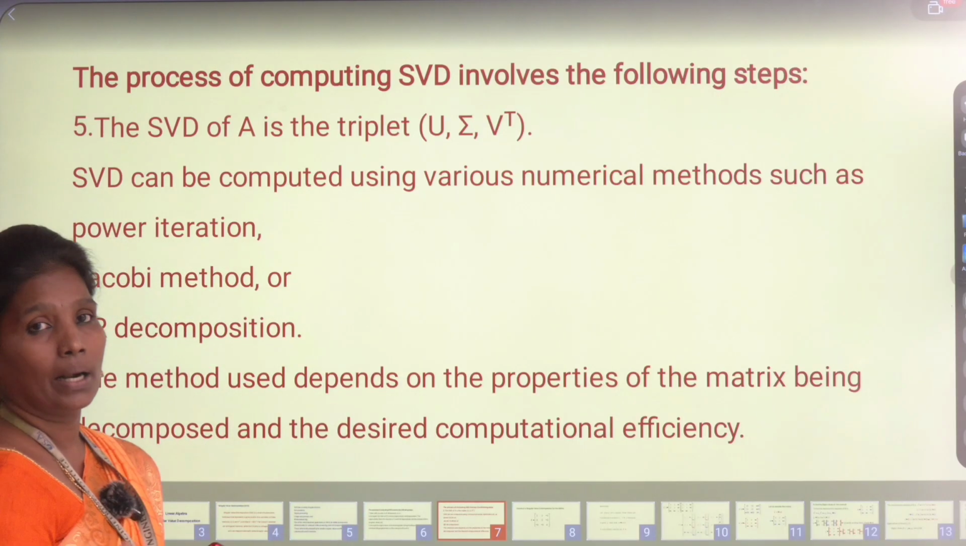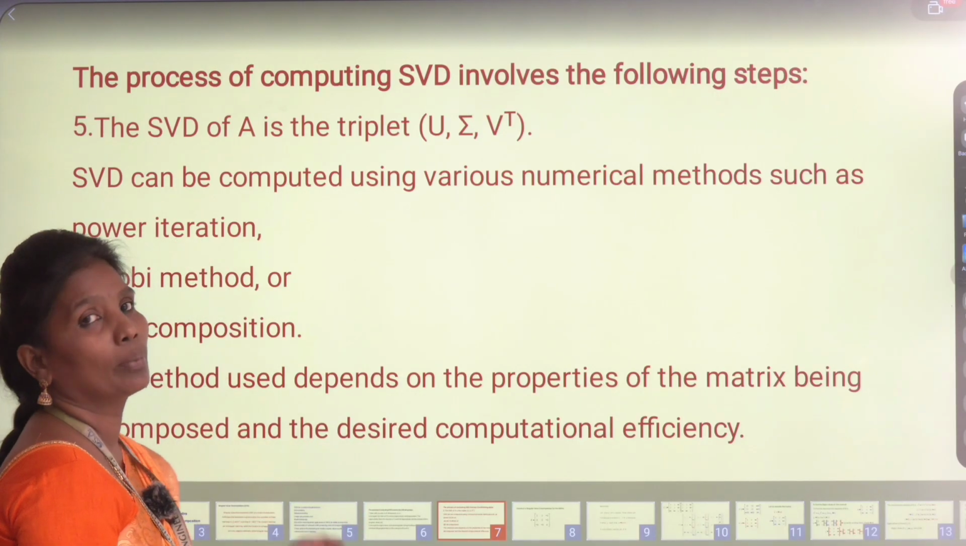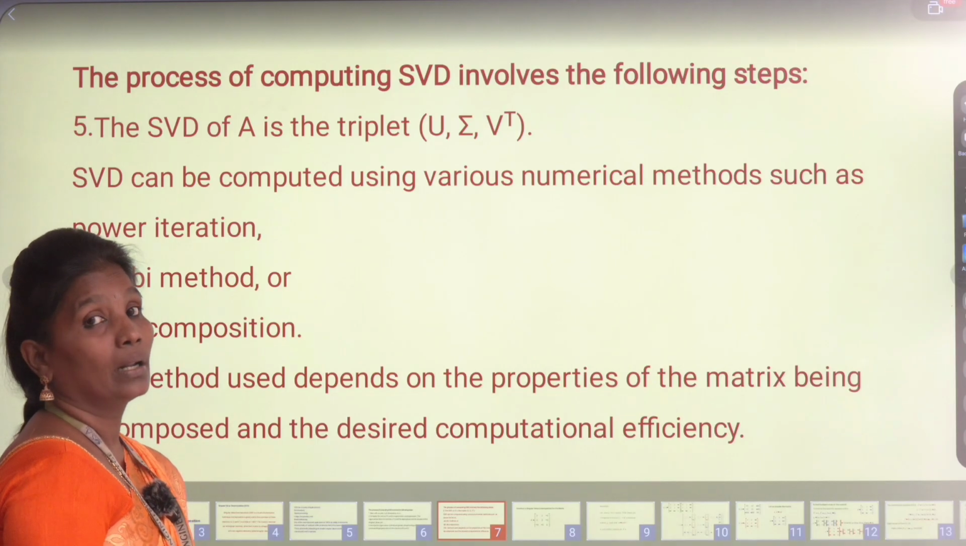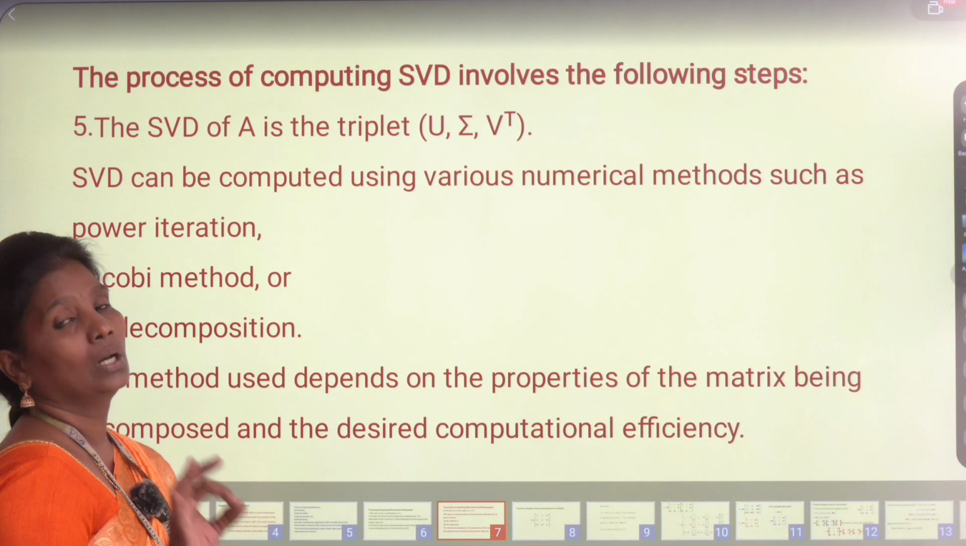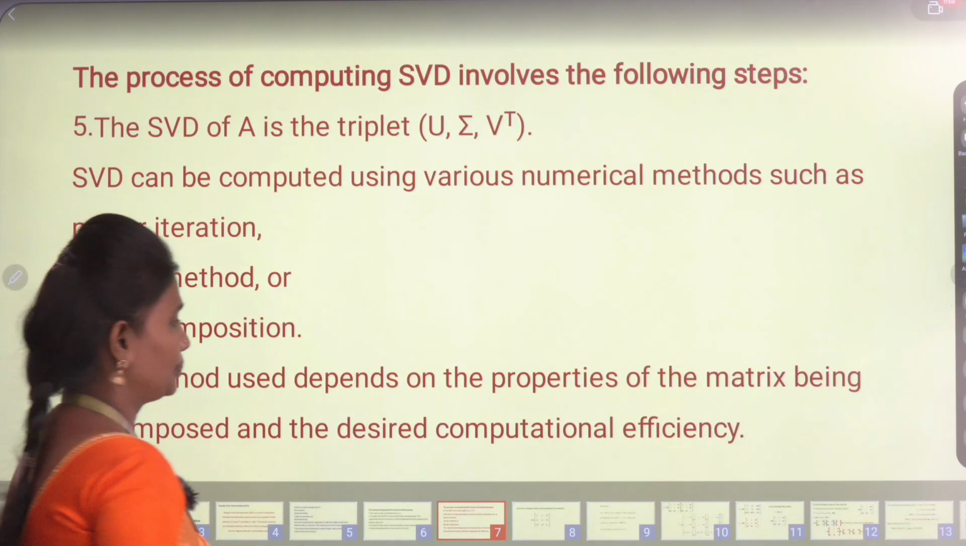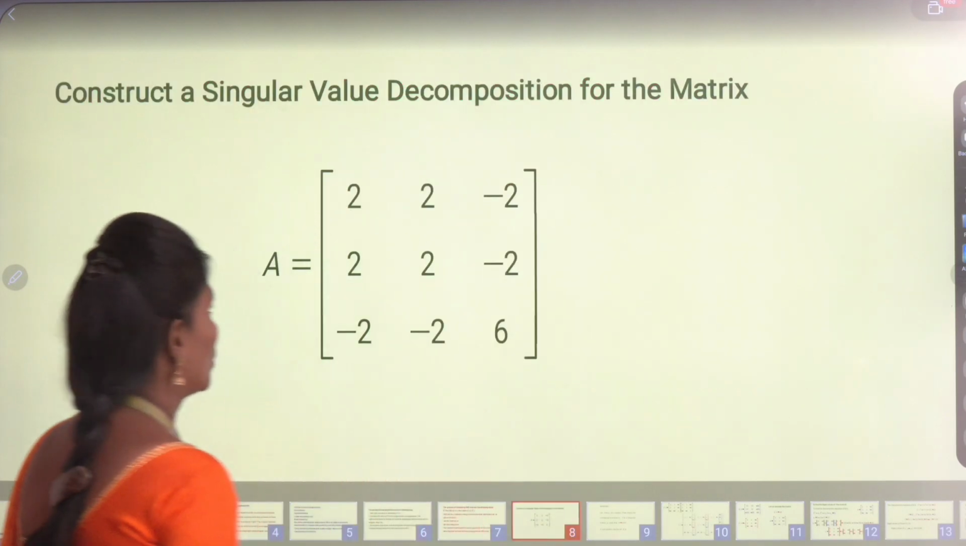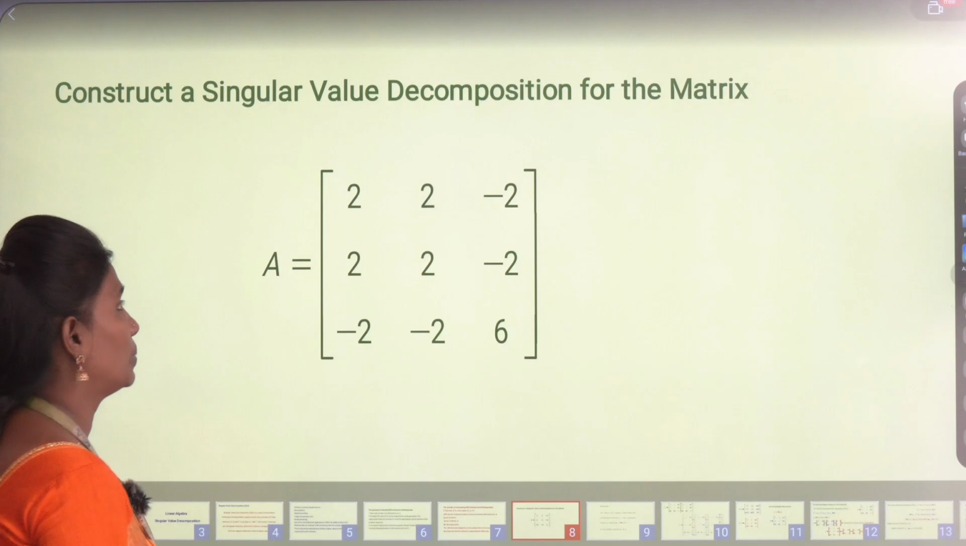Suppose according to the matrix, whatever method you are going to use, the data, the solution, the accurate result is not affected. That is the thing here. Now you move on to the problem here. Now this is our problem. What is our problem here?